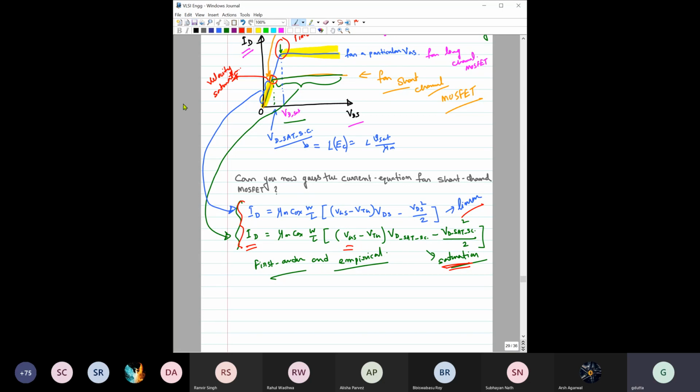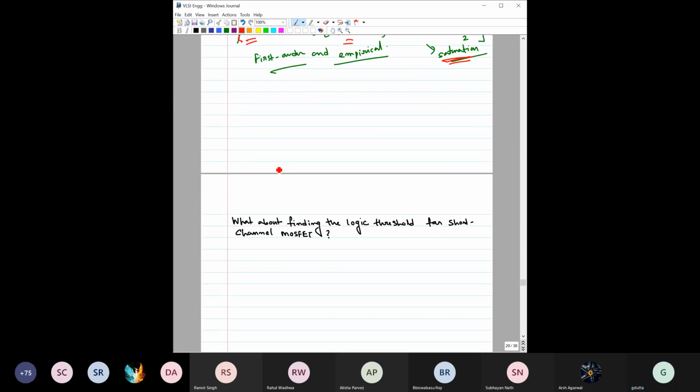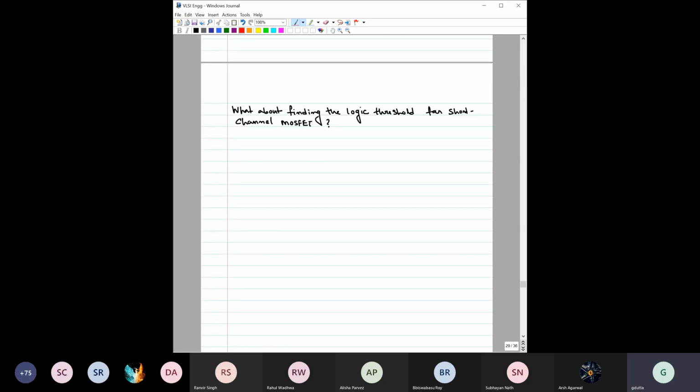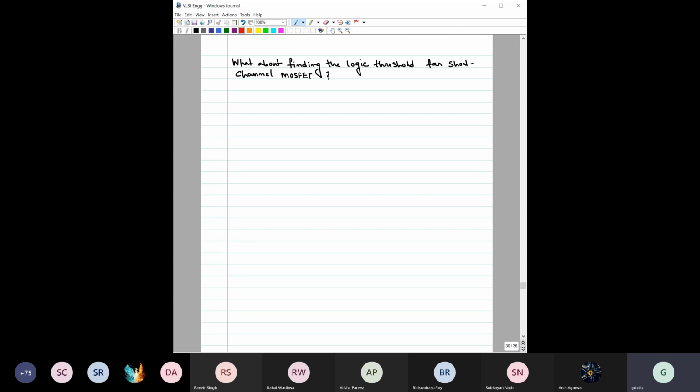Right? Okay. If you have no more questions on the short channel MOSFET equations, and you know both the equations in both regions, linear and saturation, then the next question is, please find the logic threshold for the short channel MOSFET.